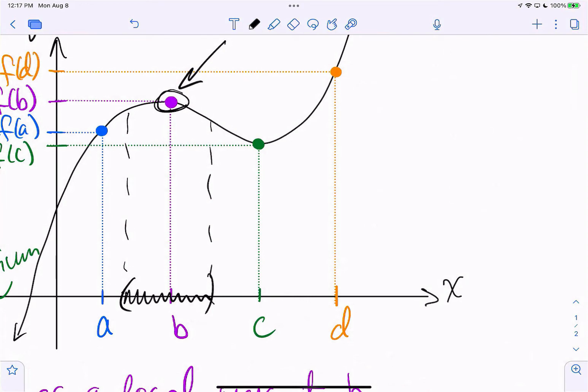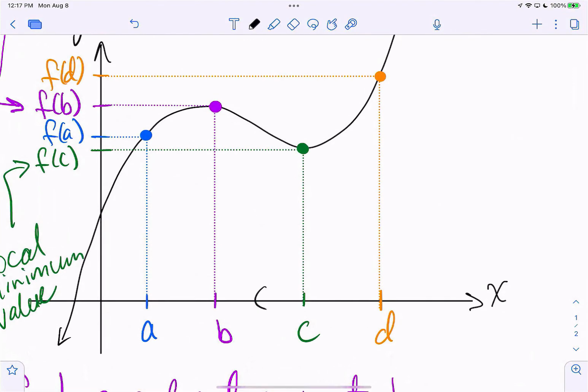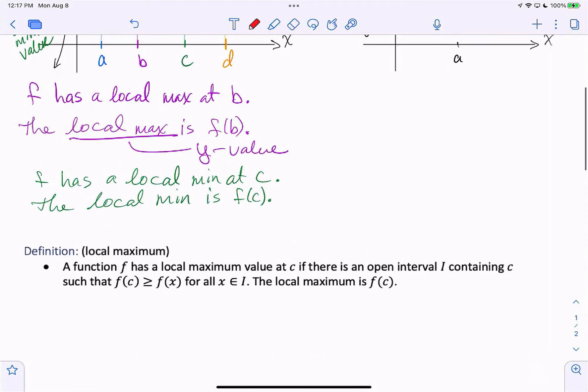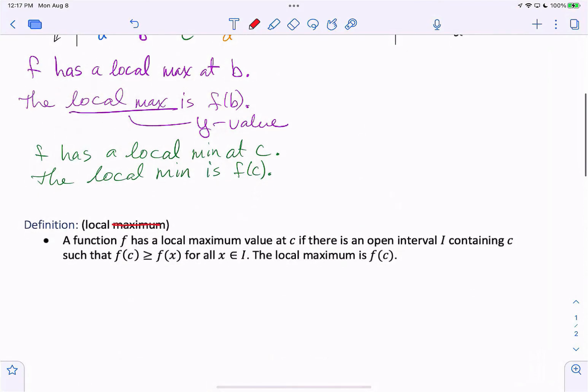The outputs for all of those inputs are not going to be bigger than f of b. Likewise, we can say that there exists an open interval around c such that for all of those inputs, there isn't an output that's smaller than f of c. So I can actually doctor up this definition here a little bit and say here, well, I'll just put minimum and then change the inequality.